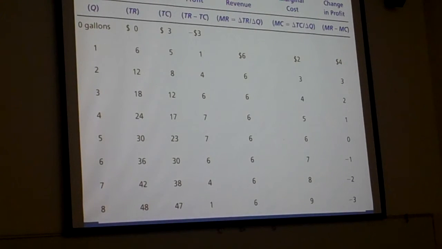Why, can you say that again? Sure. We're talking about this curve right here. To make one unit, in terms of extra cost, how much does it cost you to make one unit? We're talking about this curve right here. Yeah, $2, right? How much does it cost you to make a third unit?